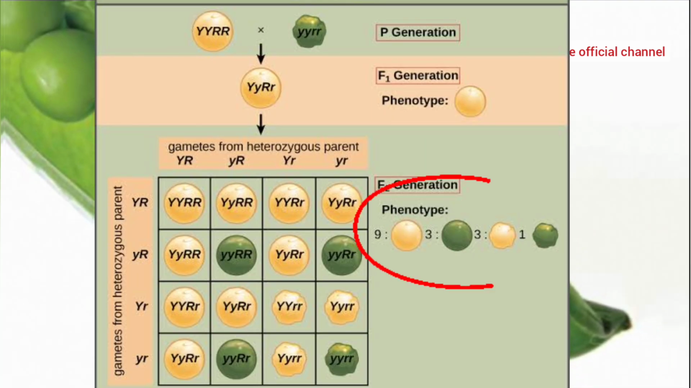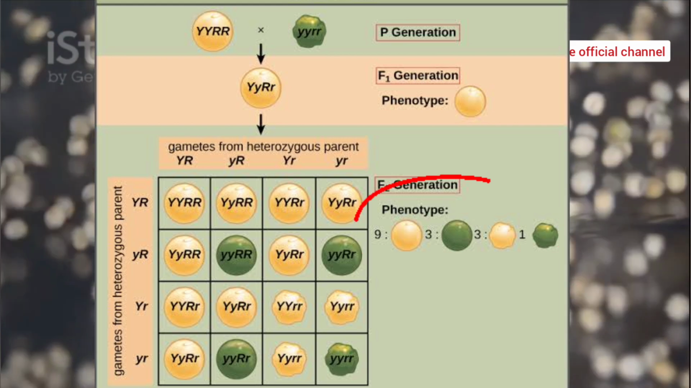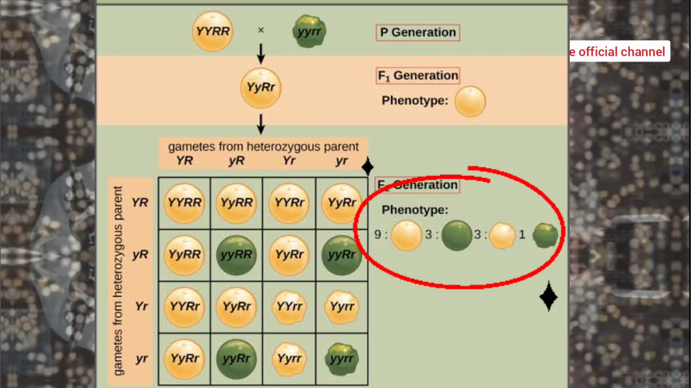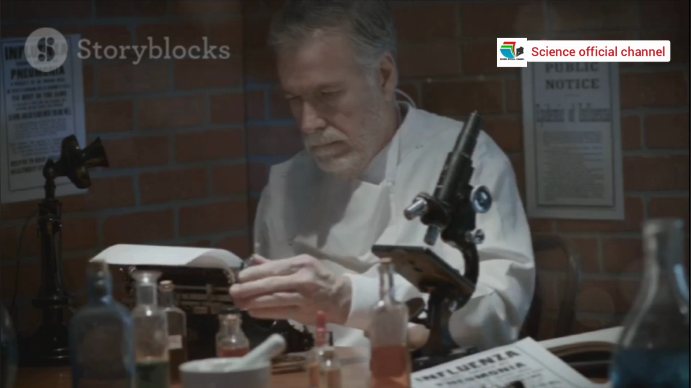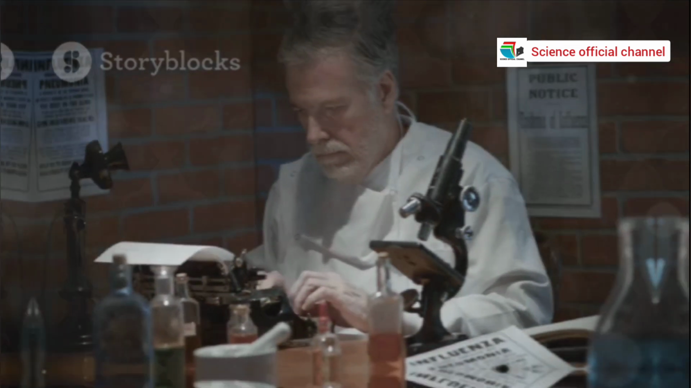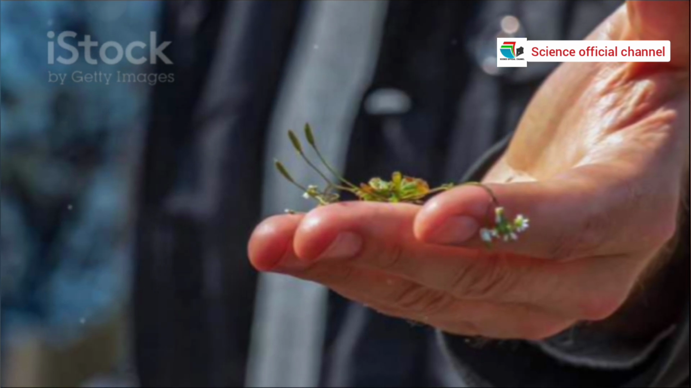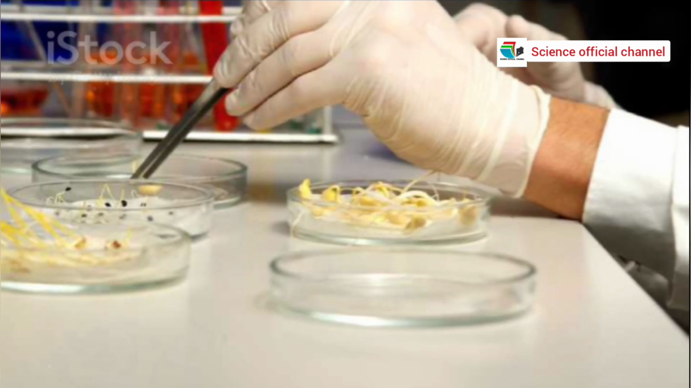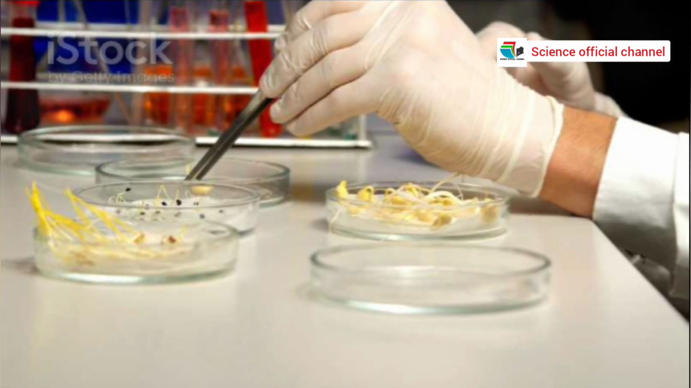Mendel noted that the offspring appeared in the F2 generation in a 9:3:3:1 ratio. These observations led to the formulation of Mendel's second law, that is, the law of independent assortment. This law states that when a pair of contrasting characters are crossed, the characters are inherited or assorted independently of each other.